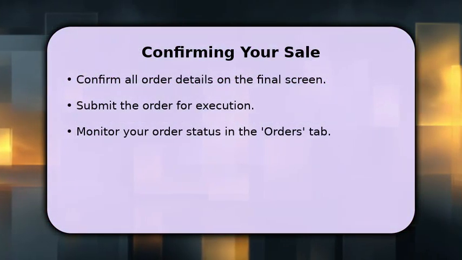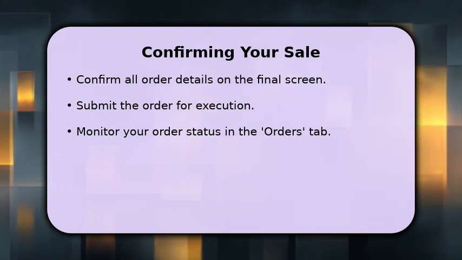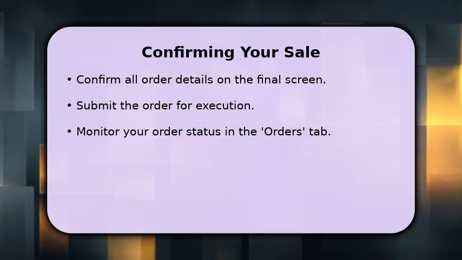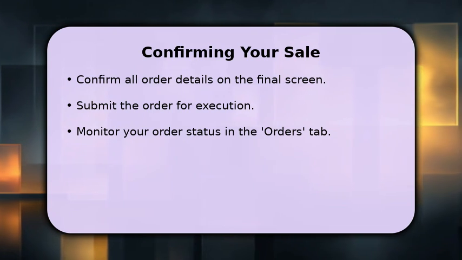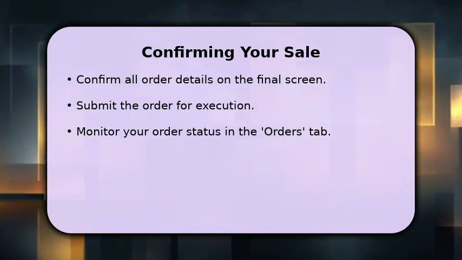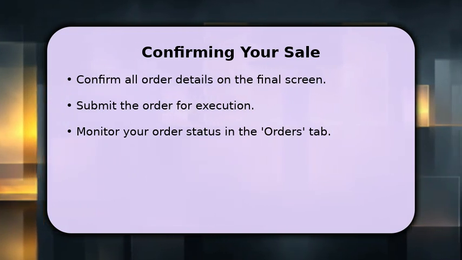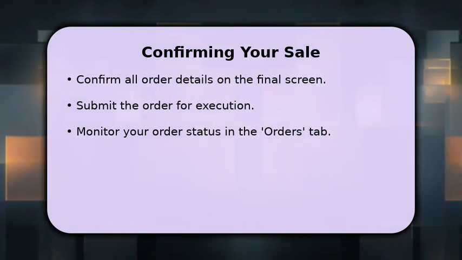The final step is to confirm and submit your order. On the confirmation screen, double-check every detail one last time to ensure accuracy. Once you are confident, tap to submit your order for execution. After submission, you can easily monitor the status of your sale by navigating to the Orders tab within the app. This allows you to track its progress until it is fully completed.